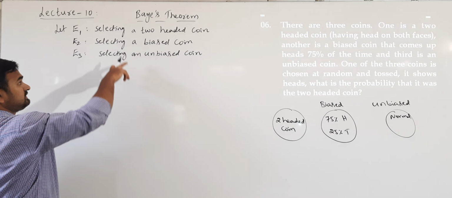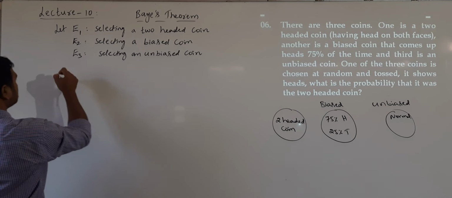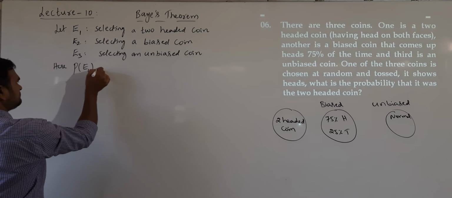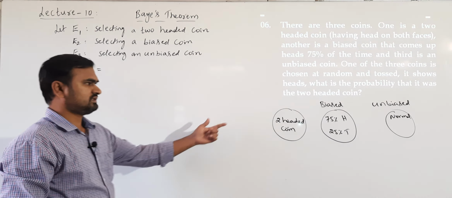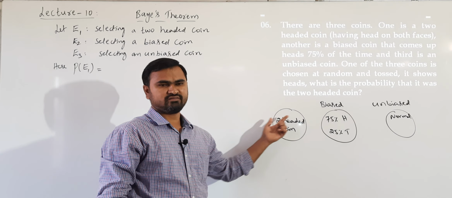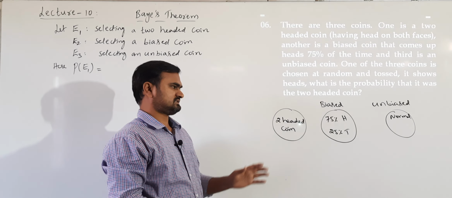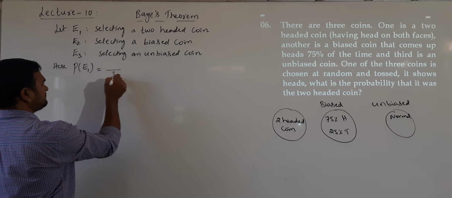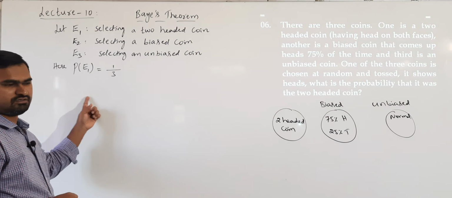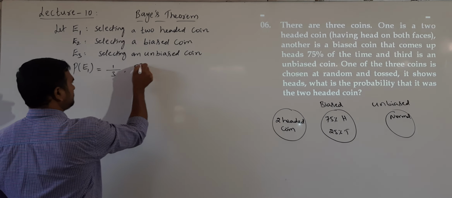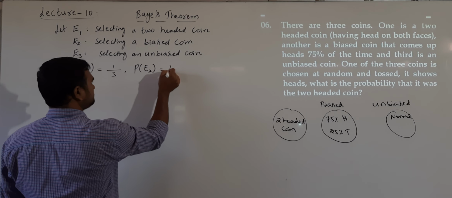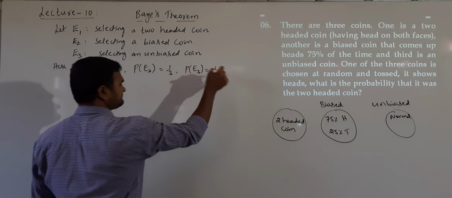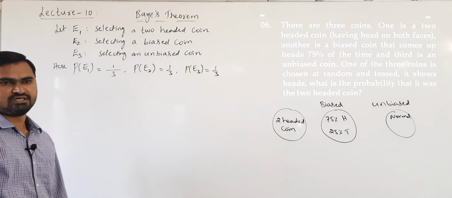Now what is the probability of selection of these coins? What is the probability of selection of the first coin? We have 3 coins, and they have equal chances of occurrence. So what is the probability of getting one of these coins? Total 3 are there, in that 1 is in favor. So probability of E1 is 1 by 3, probability of E2 is also 1 by 3, all having equal chances of occurrence for the 3 events. The 3 coins have equal chances of occurrence.